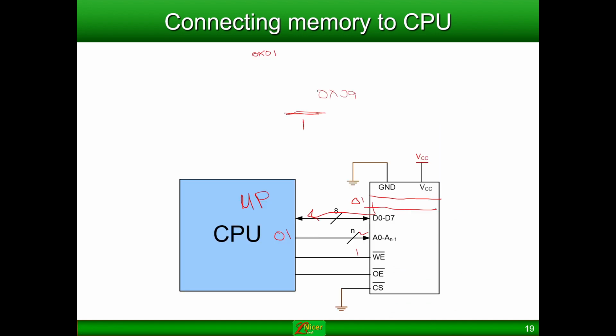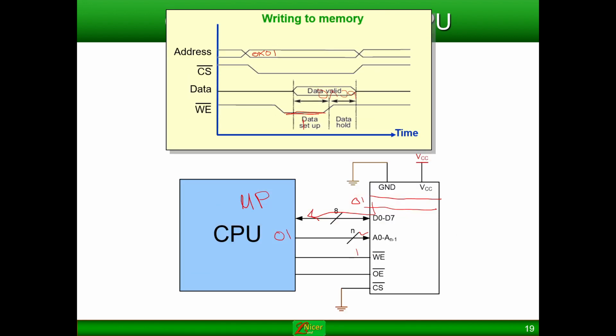The CPU, we connect the different memory to a CPU and it controls it. Writing to the memory, we have address, control signal, data, and write enable. So the address here, then the falling edge, the control signal is given, the data here, and then we can write it. The data setup and the data hold, and it's the time taken to do it all.